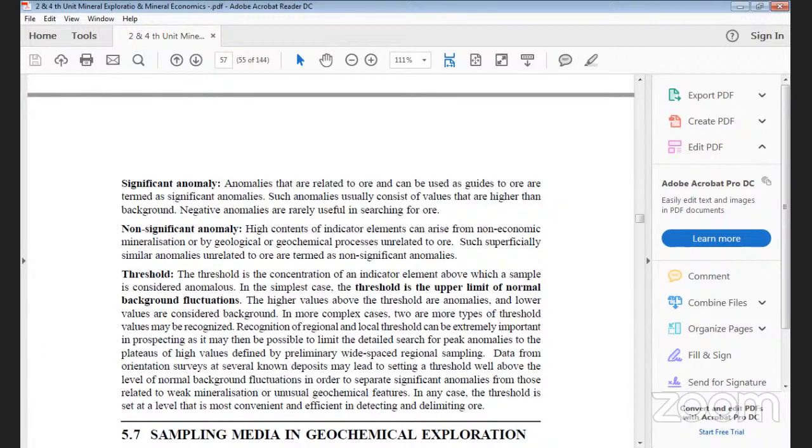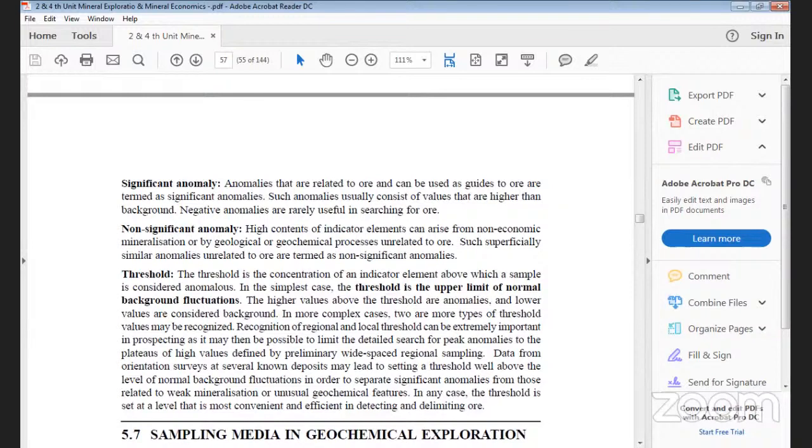The non-significant anomaly. When you come into the non-significant anomaly, the high content of the indicator element can arise from non-economic mineralization by geological or geochemical processes, and it's unrelated to the ore deposit. Such superficially similar anomalies unrelated to ore are termed non-significant anomalies.